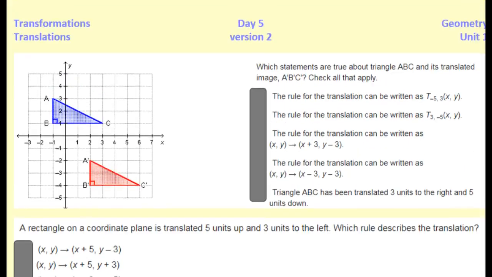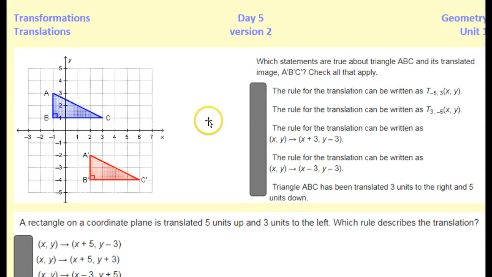Okay, let's look at this one. Which statements are true about triangle ABC and its translated image A prime, B prime, C prime? Okay, so the blue is like the before, and the red is the after, the pre-image and the image. Okay, the rule for the translation can be written as blah. Well, okay.